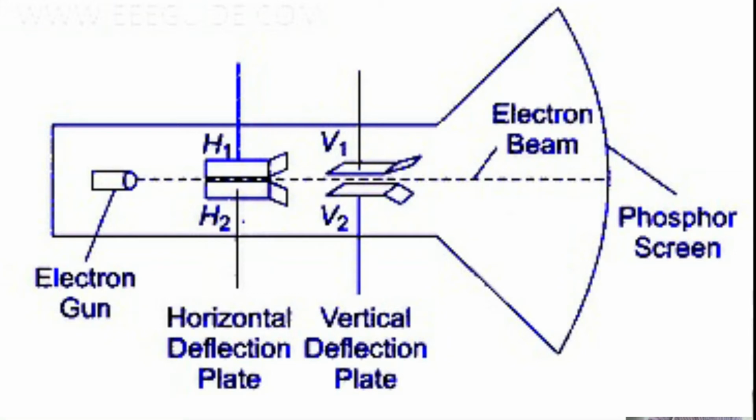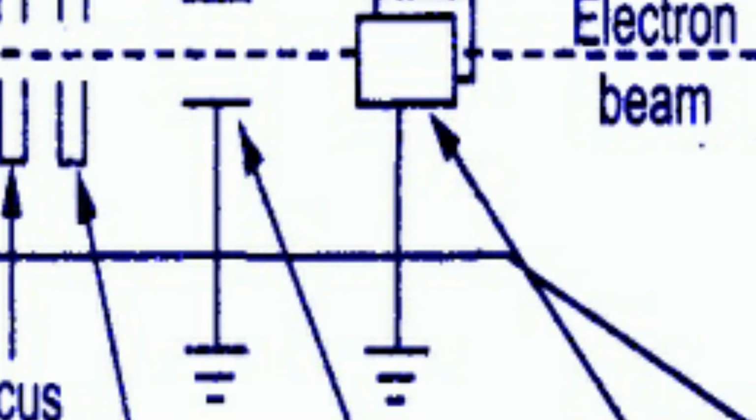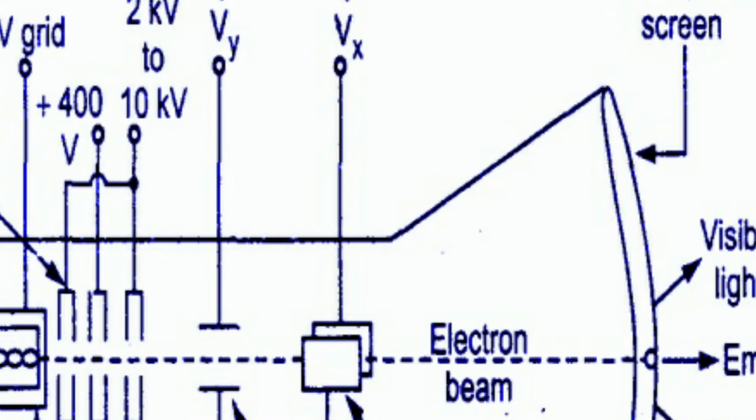If no voltage is applied to these plates, the spot should be located at the center of the screen. One of the plates in each set is permanently connected to the ground, that is 0 volt, whereas the other plate of each set is connected to the input signal or triggering signal of the CRO.